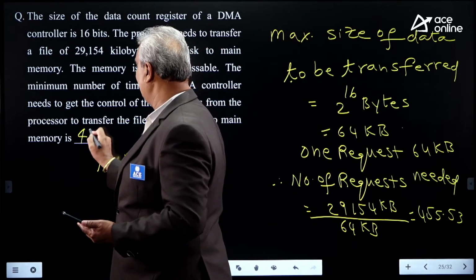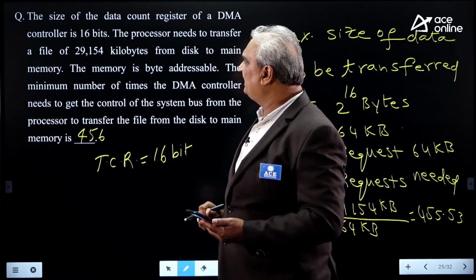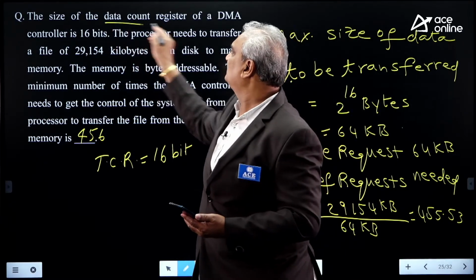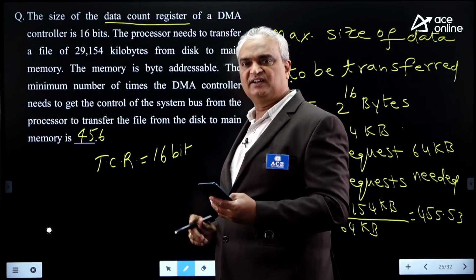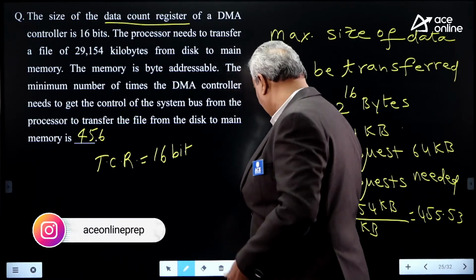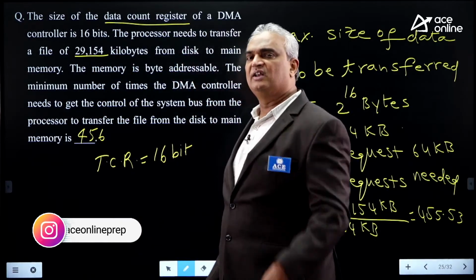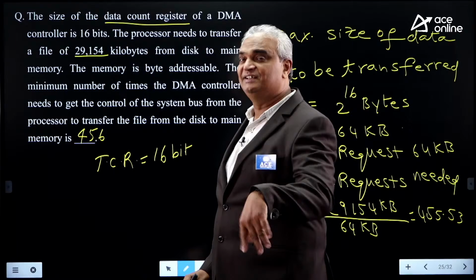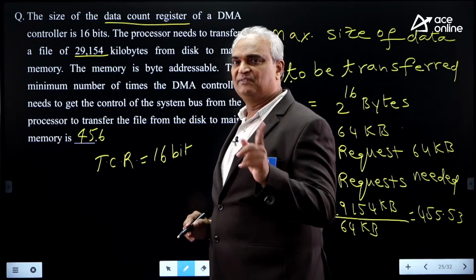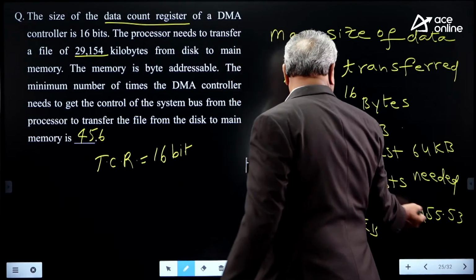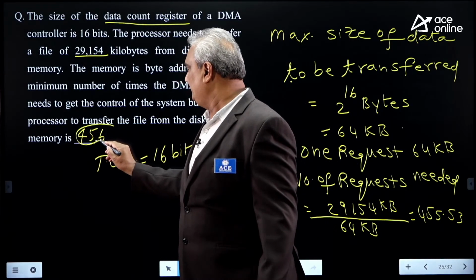Answer is 456. You should remember one point. Size of the terminal count register, data count register is nothing but terminal count register, 16-bit. One request transfers 2 power 16 bytes, means 64 kilobyte. Size of the data to be transferred is this. So number of requests made by the DMA controller to the processor is target size of the data divided by one request size. One request transfers 64 KB. We get 456.